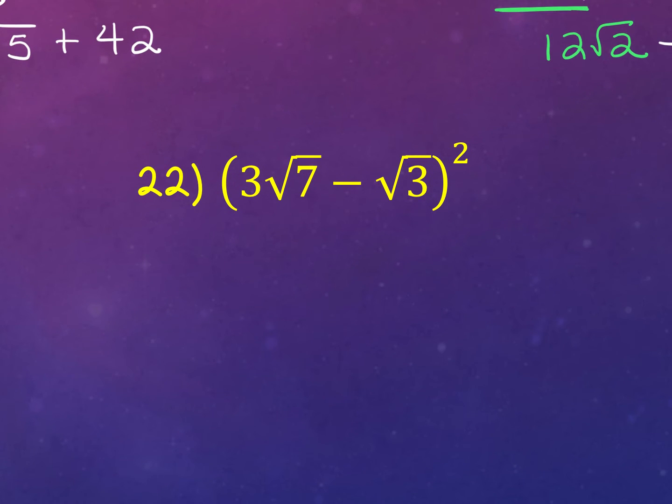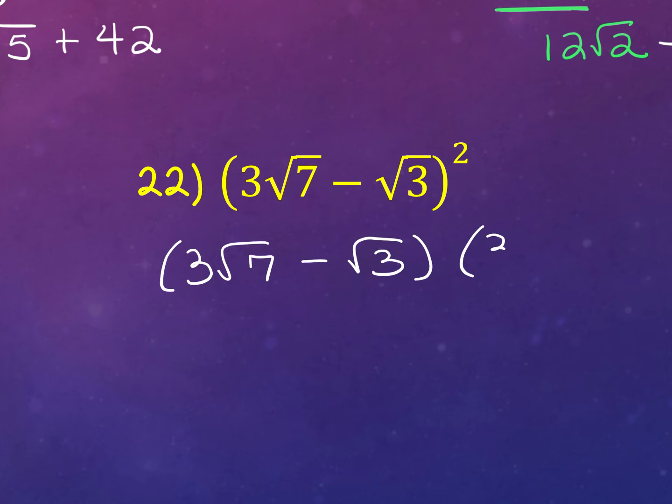22, binomial squared. Do not be tempted to just take this power of 2 and put it there and there. Remember what something squared means: we're going to write it 2 times. So we're going to write it down twice and we're going to FOIL it. If you just try to distribute that power of 2 to those 2 numbers, you're going to miss out on that middle term. So whenever you see a binomial squared we're going to write it down 2 times and we're going to FOIL, or do distributive property.